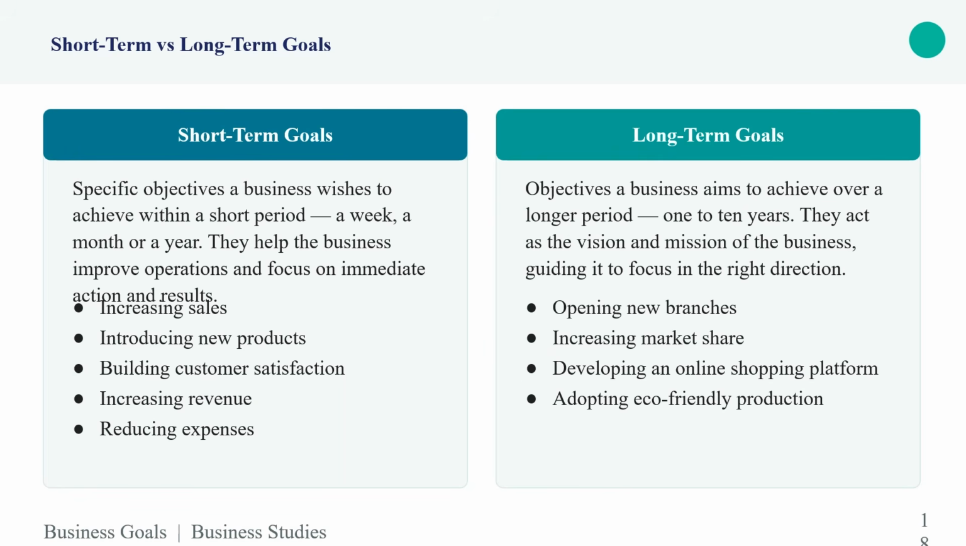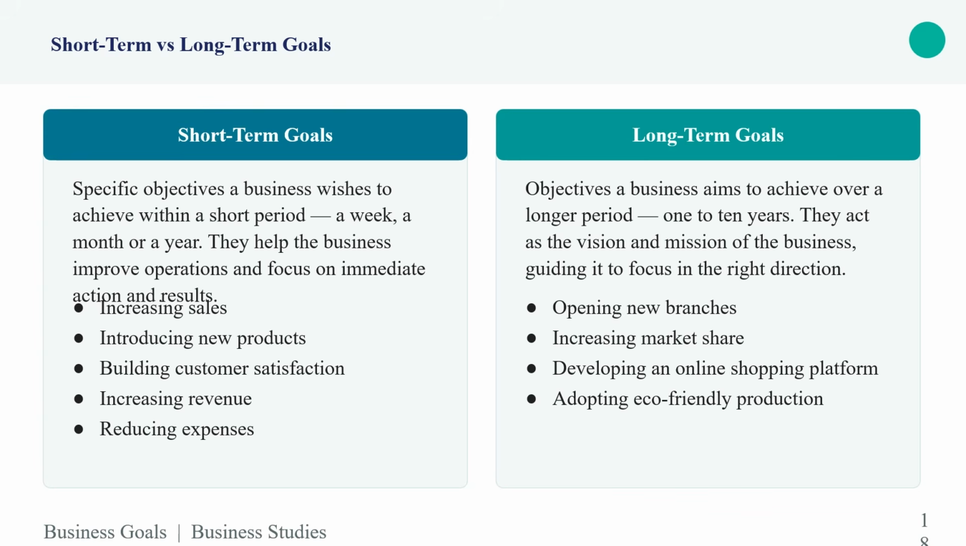Now, short-term versus long-term goals. Short-terms ni goals waweza fanya tu kesho, waweza kesho kutwa, week. So specific objectives a business wishes to achieve within a short period. It may be a week or a month or a year. So they help the business improve operations. Mostly they just help to improve operations and focus on immediate action and results.